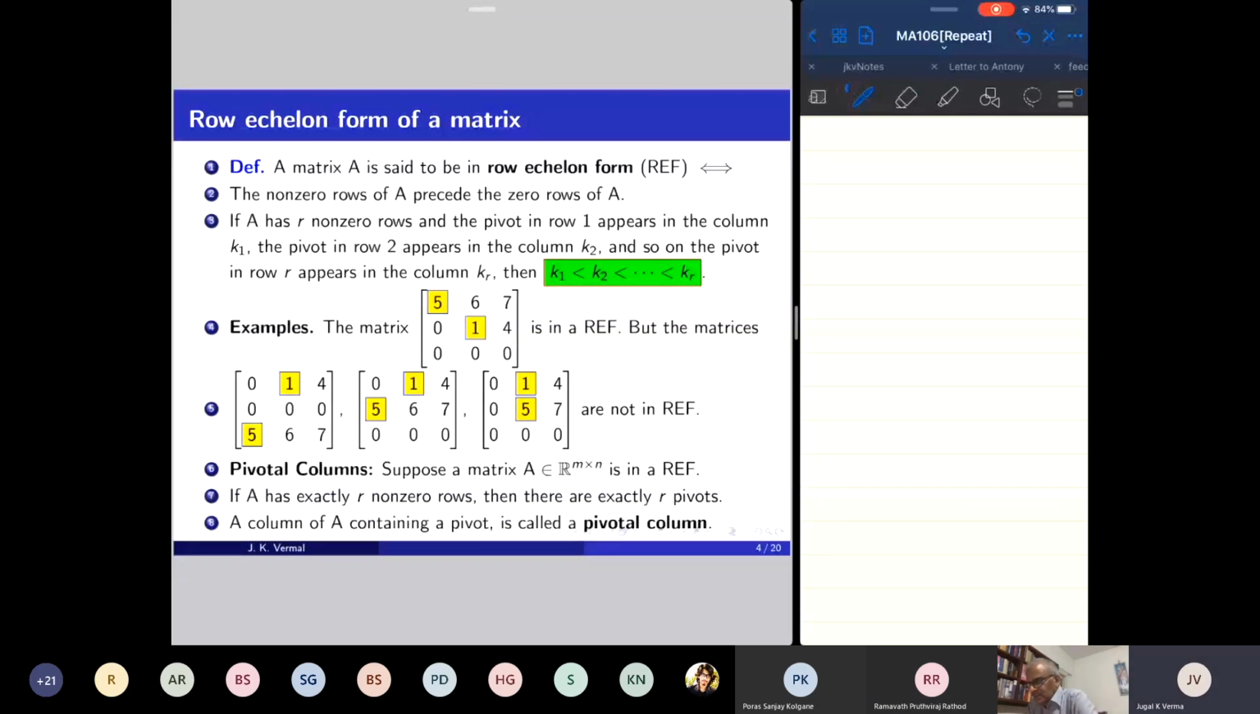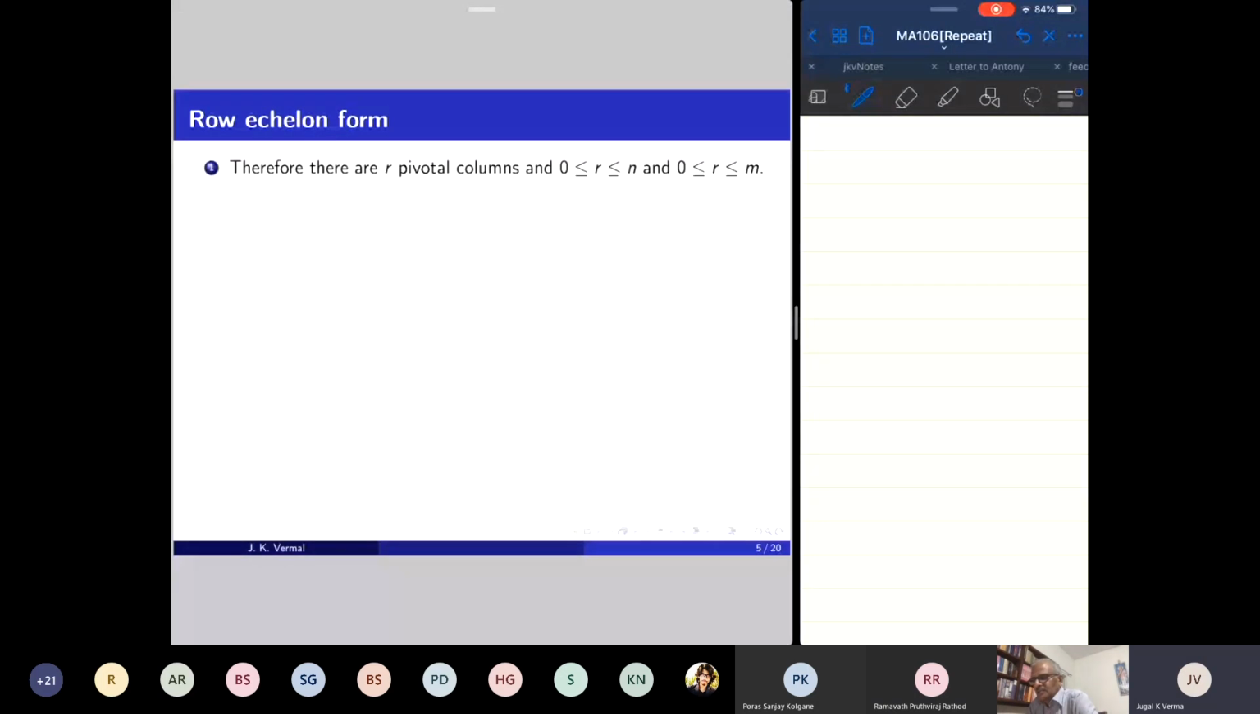So a column of A containing a pivot is called a pivotal column. Therefore, there are R pivotal columns, and R is at most the number of rows and the number of columns, because the pivots are sitting in certain columns, and the number of pivots cannot exceed the number of columns, and the number of pivots cannot exceed the number of rows. So if there are R pivotal columns, then R is at most n, and R is also at most m. So let us look at an example of back substitution when the coefficient matrix is in echelon form.